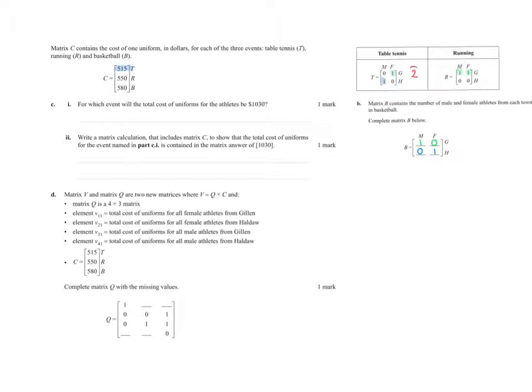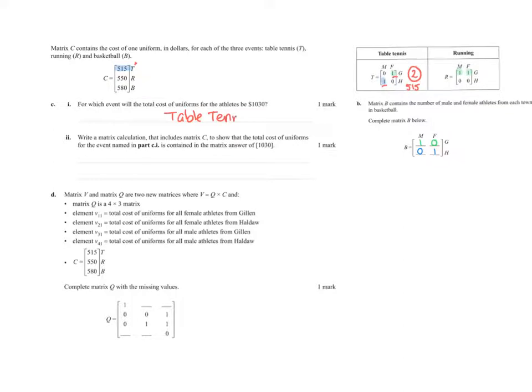All right, so with this one, if you look at how many are playing table tennis, you have 2 people playing table tennis, 1 female, 1 male. So that would be 2 times 515, because that's how much a table tennis uniform costs. If you double that, that is 1,030. So this answer is table tennis.